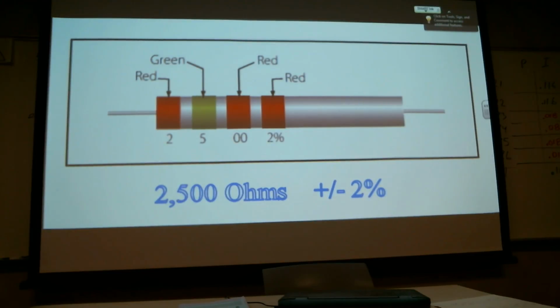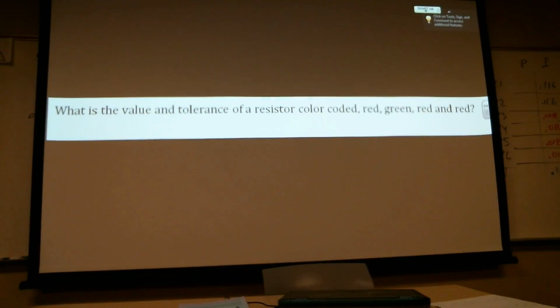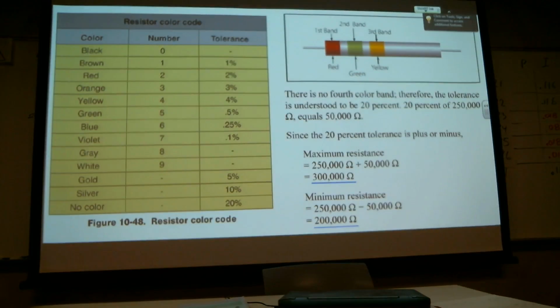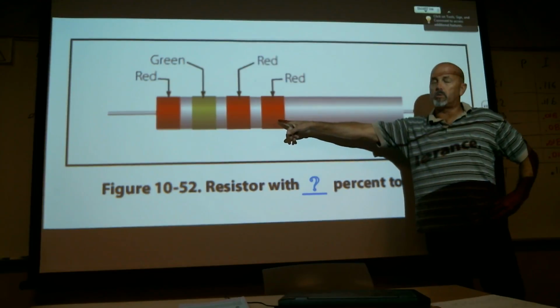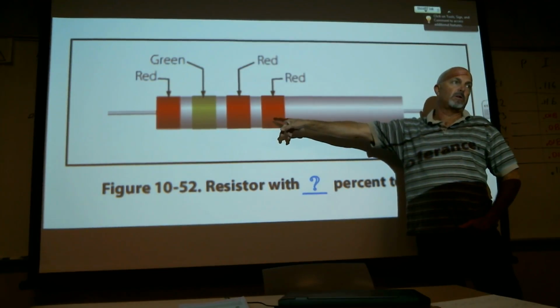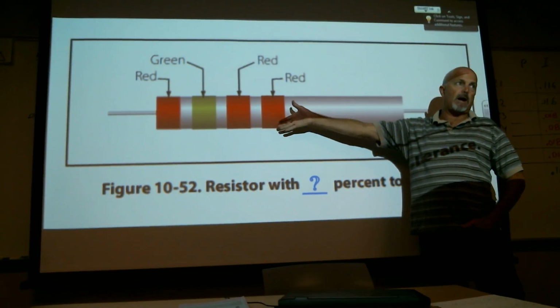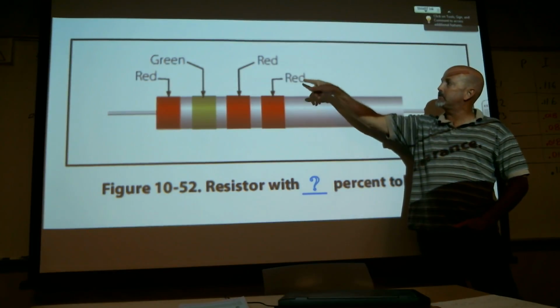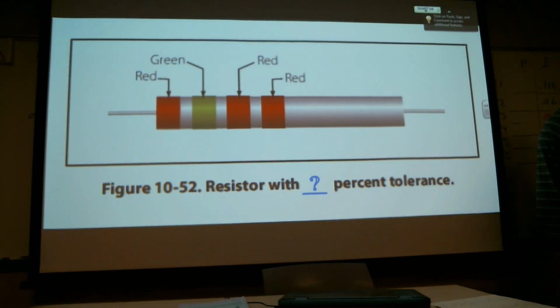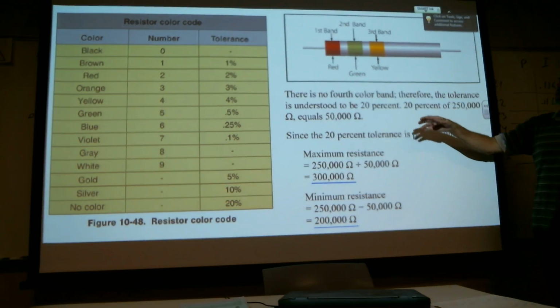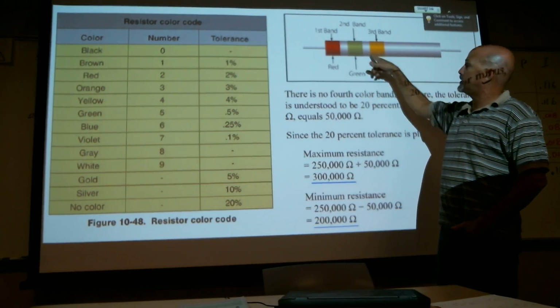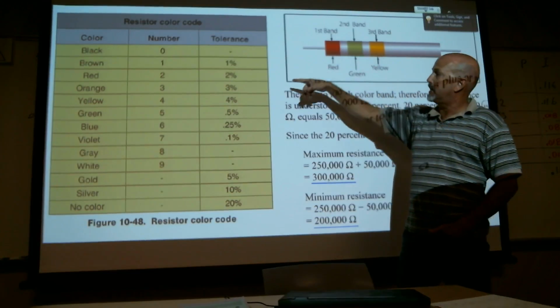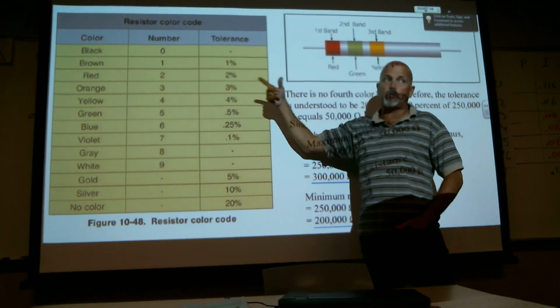And this example, I'm not sure, yeah, I think this one does give you a fourth color. Again, I expect this normally to be gold or silver, which is 5 or 10% respectively. But if it gives you a color, it's not going to be one of the odd ones. If it's yellow, and yellow is 4, it's 4%.